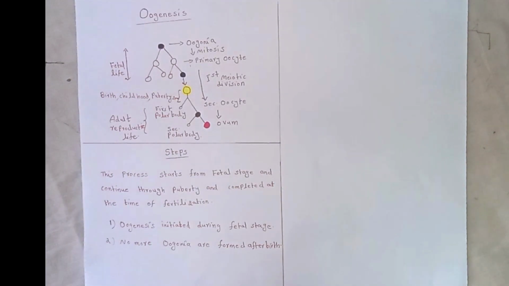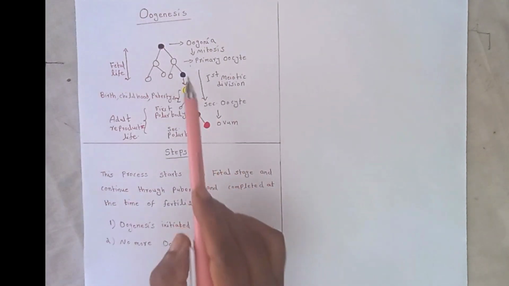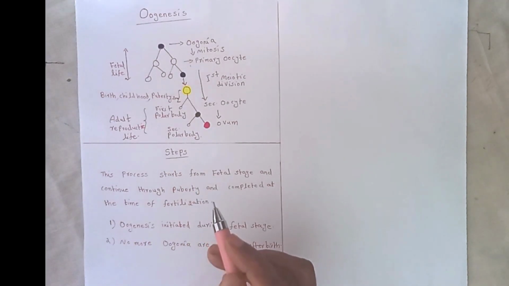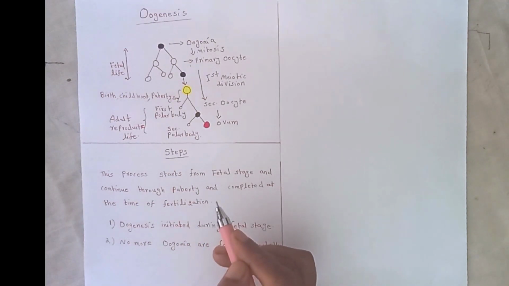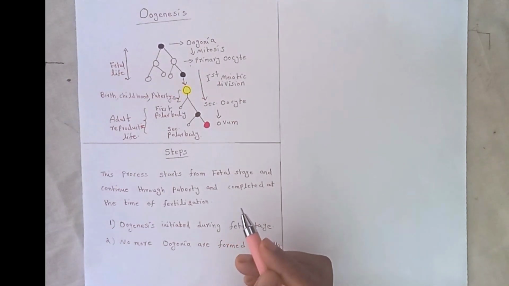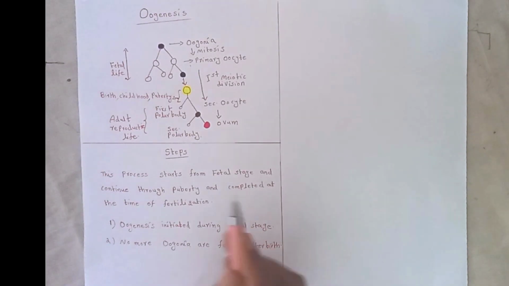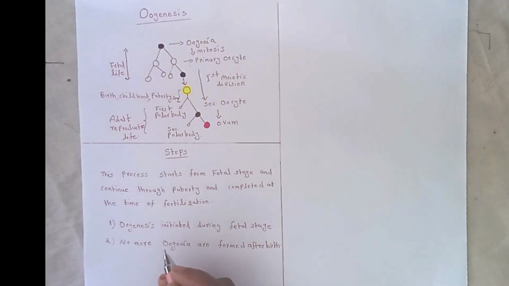Then in fetus, prophase 1 of meiosis. We already discussed about the different stages of meiosis in our channel. You can utilize it. Now in fetal stage, the prophase 1 of meiosis, that is reduction division, takes place and is temporarily arrested at the stage. These cells are called primary oocytes.